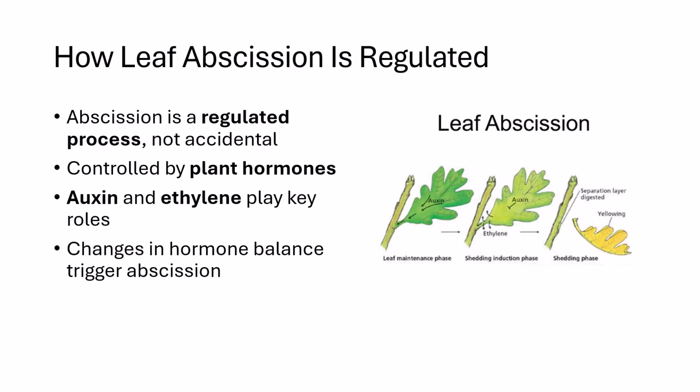Ethylene then promotes the formation of the separation layer in the abscission zone, where the cell walls and middle lamellae begin to break down. So abscission is really about a change in hormone balance that tells the plant it's time to let this leaf go, while still making sure a protective cork layer forms to seal off the stem afterward.